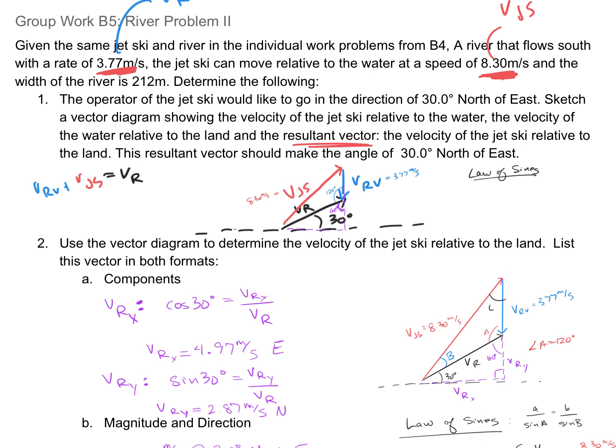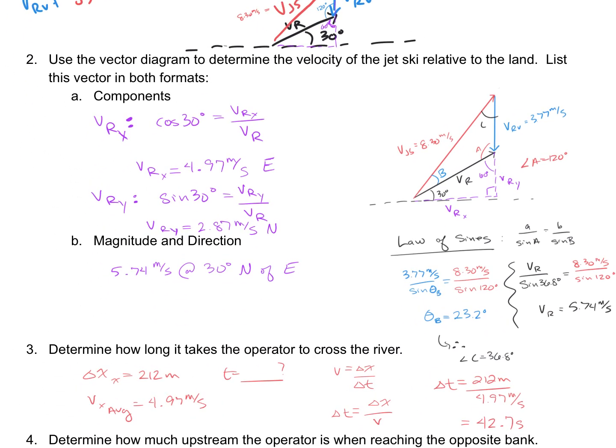Now, when you have triangles that don't have a 90-degree edge, it's helpful to understand as many angles as you can. And so I made a more explicit drawing over here. So here's your resultant vector that is produced. Here's the jet ski, and we know that that has a velocity of 8.30 meters per second. We know that the river has a velocity of 3.77 meters per second. And those are the only sides we know so far.